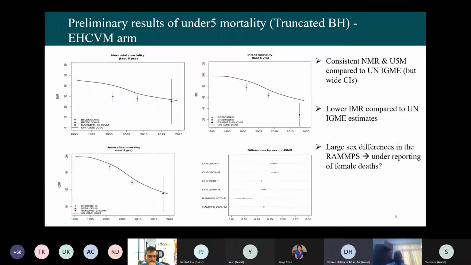What we can see is that estimates of neonatal mortality are consistent with the UN estimate and the DHS estimate. It's also the same thing for under 5 mortality, but infant mortality that we derive from the NAMS tends to be lower compared to UN estimates. And also sex differences are a bit higher in the NAMS compared to the DHS estimate. Okay, next slide, please.